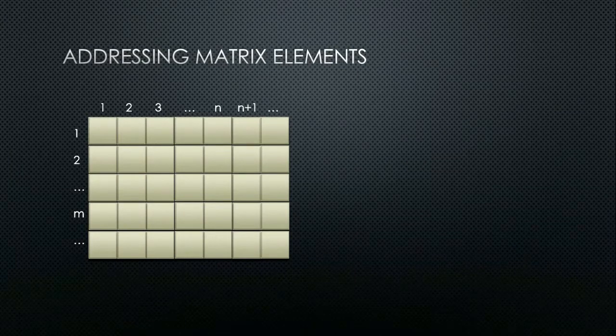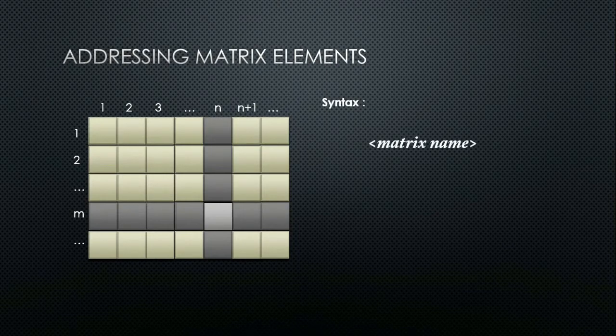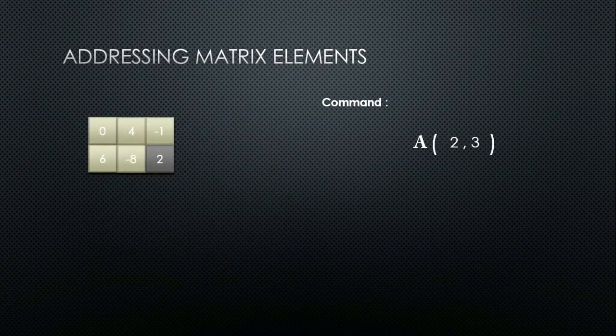Addressing matrix elements. For addressing a particular element of a matrix in the mth row and nth column, the command is the matrix name followed by the row position and column position within brackets. For example, A(2,3) returns the element at the intersection of the second row and third column, that is 2. If we want all the elements on the second row, we replace the column number with a colon. The same applies if we want the whole third column.